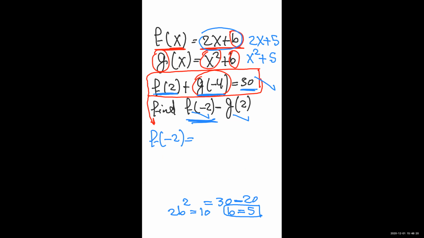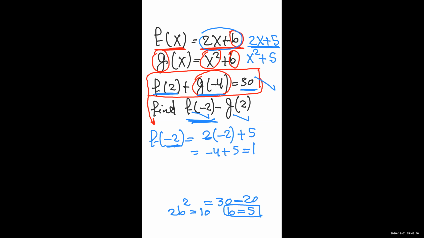Where is f now? f of x is 2x plus 5. So this means 2 times negative 2, which is the value of x now, plus 5. So f of negative 2 will equal negative 4 plus 5, which will equal 1.